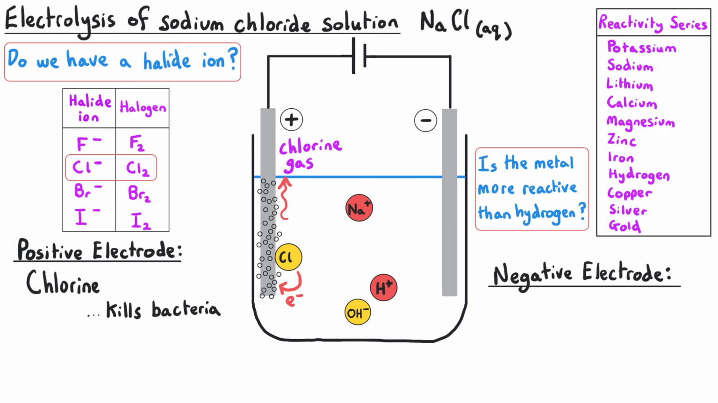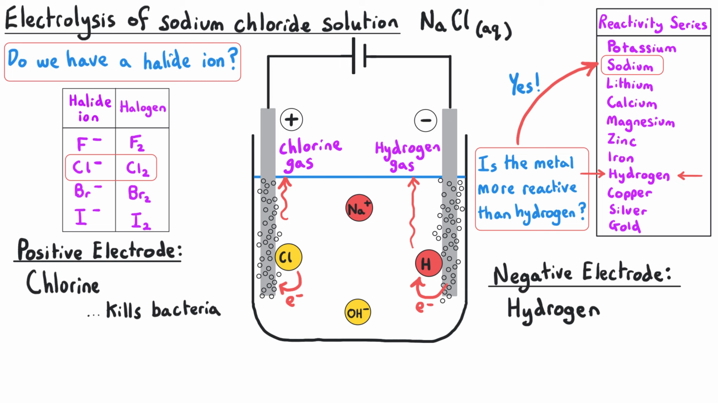When it comes to the negative electrode, we have got the sodium ion and the hydrogen ion. Sodium is more reactive than hydrogen, so it will be the hydrogen ion that gets attracted towards the negative electrode and is discharged. And we will make the element hydrogen and we will observe bubbling. Hydrogen is a really useful product used as a fuel.